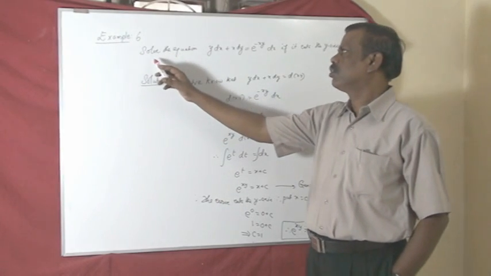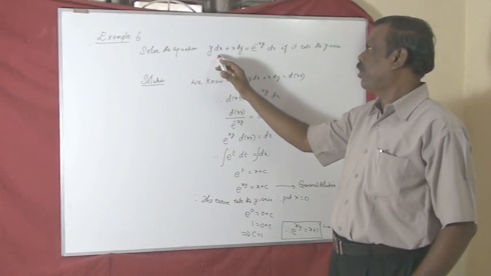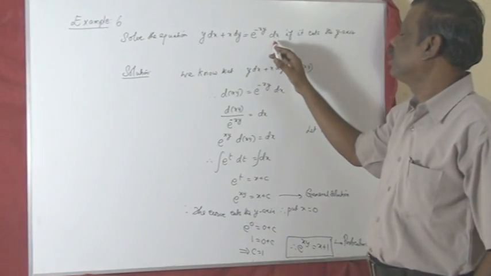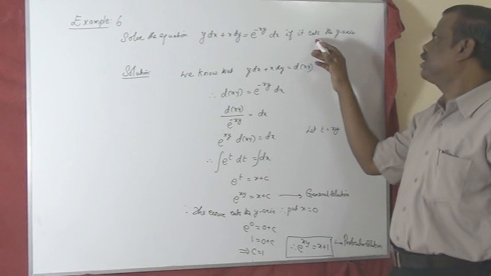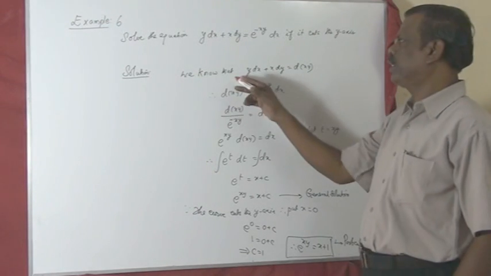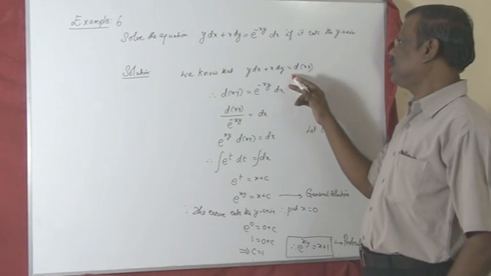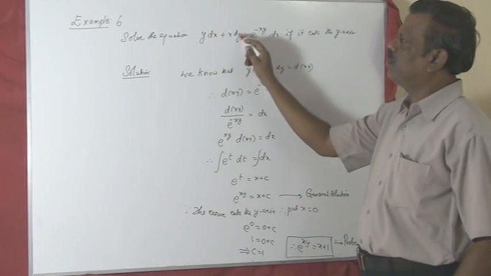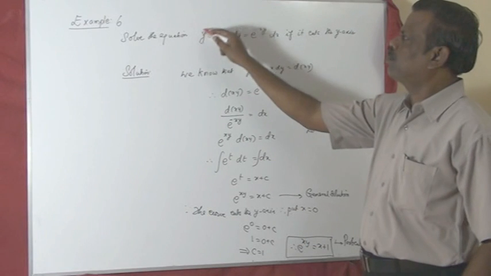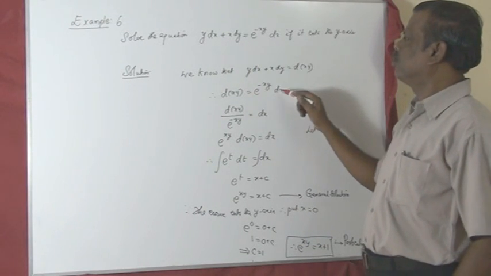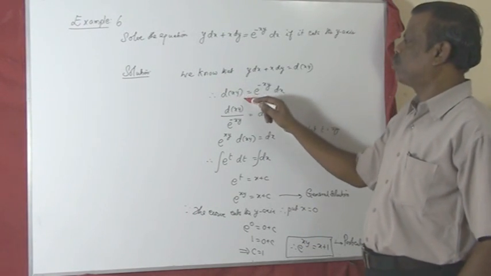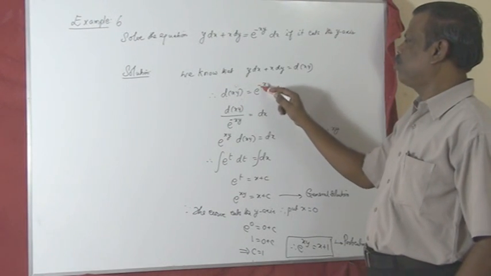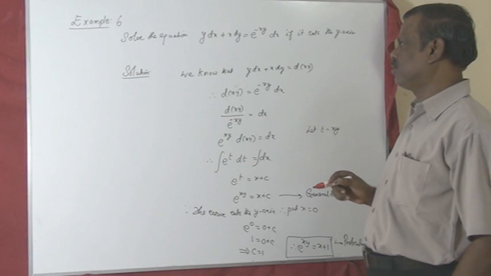Example 6. Solve the equation y dx plus x dy is equal to e power minus xy into dx if it cuts the y axis. We know that y dx plus x dy is d of xy. So when you see the differential equation, we have y dx plus x dy, so there we are replacing with d of xy. Therefore this becomes d of xy is equal to e power minus xy into dx.